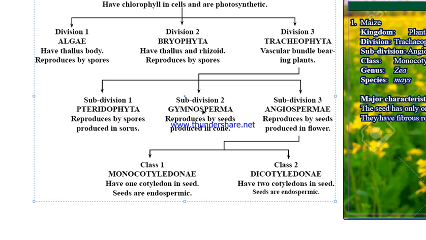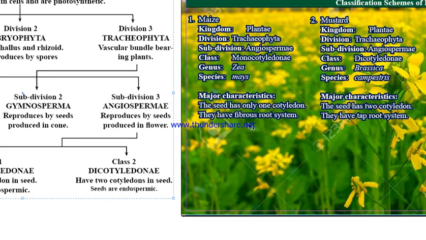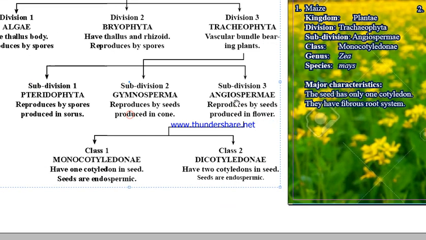Okay. Does mustard produce spore? No. Does mustard have cone? No. Does mustard have flower? Yes. We all have seen that. Mustard has flower. Mustard is flower bearing plant. So mustard belongs to subdivision Angiosperma. Now within subdivision Angiosperma there is Monocotyledon and Dicotyledon, and mustard belongs to Dicotyledon.